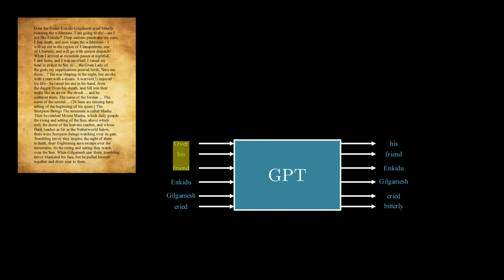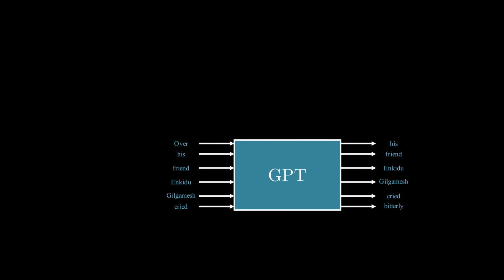Third input word is "friend". So inputs so far, "over his friend". The target output is "Enkidu". It looks at all three words, "over", "his", and "friend", and predicts "Enkidu". This continues all the way through the chunk. Every training step is the same game. Given all the previous words in X, guess the next word in Y. And whenever the model guesses wrong, we measure the error and use backpropagation to slightly tweak all the weights. So next time it's a tiny bit better at this game.